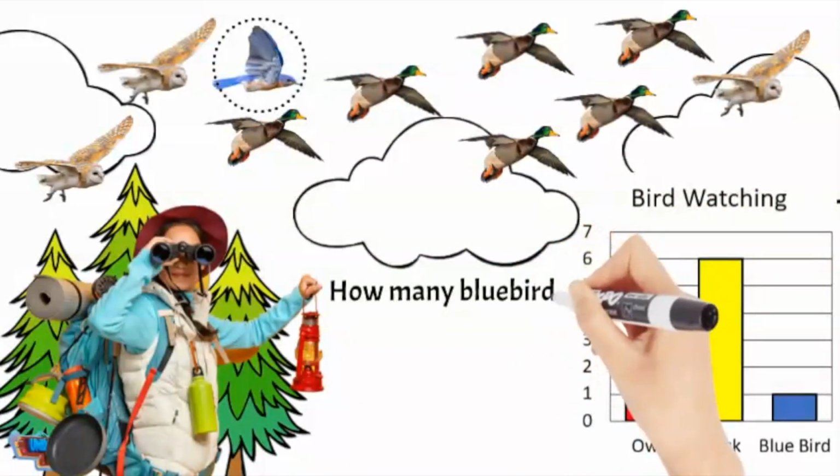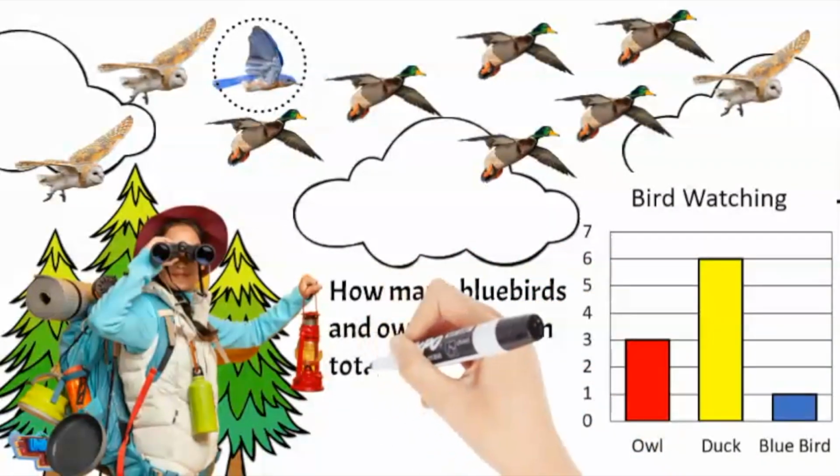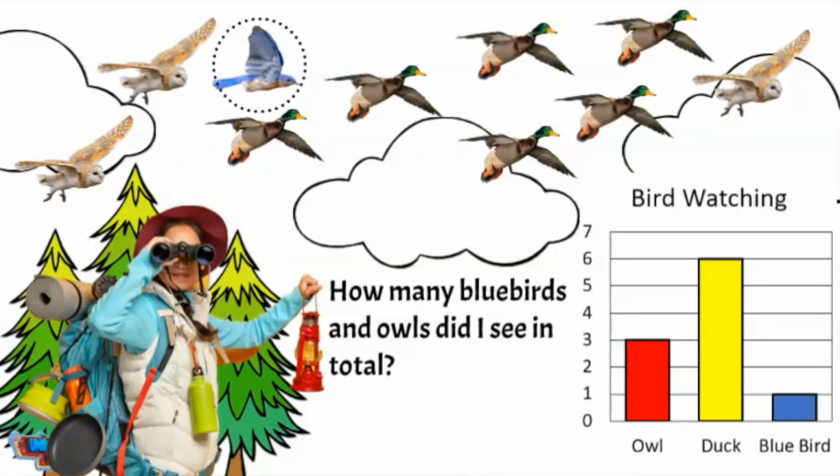Now, I want to know how many bluebirds and owls I see in total. The word total tells us to add the numbers together. There were 3 owls and 1 bluebird. 3 plus 1 equals 4.